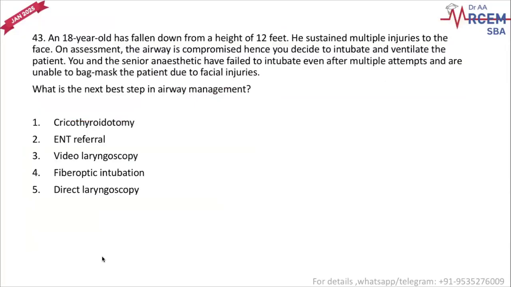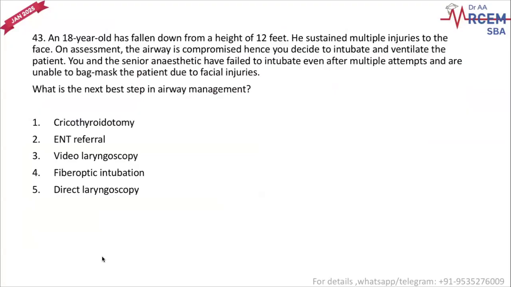An 18 years old has fallen down from a height of 12 feet. He sustained multiple injuries to the face. On assessment, the airway is compromised. Hence, you decide to intubate and ventilate the patient. Your senior anesthetist has failed to intubate even after multiple attempts. And you are unable to bag mask the patient due to facial injuries. What is the next best step in airway management?